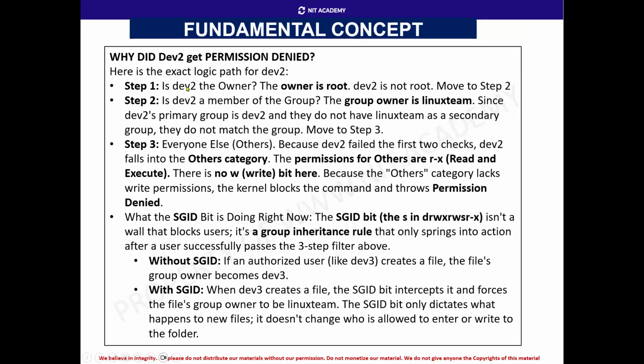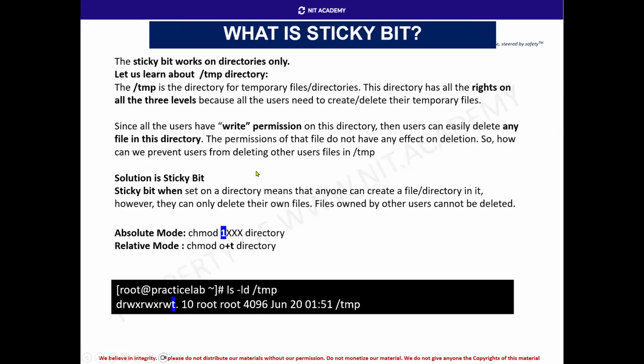This is the process of how it takes a look at it. Step 1, is dev2 the owner? The owner is root. Dev2 is not root. Move to the next step. Is dev2 a member of the group? The group ownership is Linux. Since dev2's primary group is dev2, they do not have Linux as a secondary group. They do not match the group. Step 3, everyone else. So without and with the GID, we're going to run some examples, and the final one is pretty straightforward and easy.